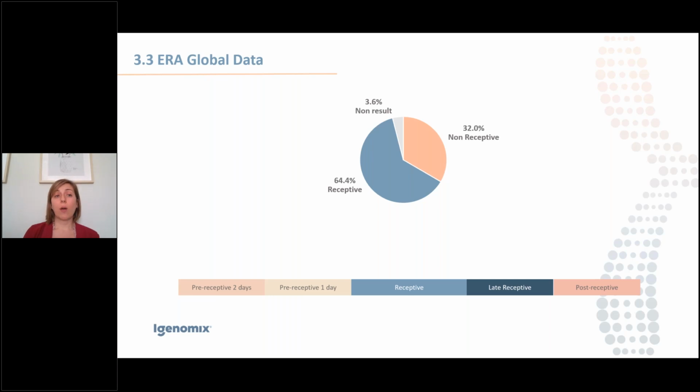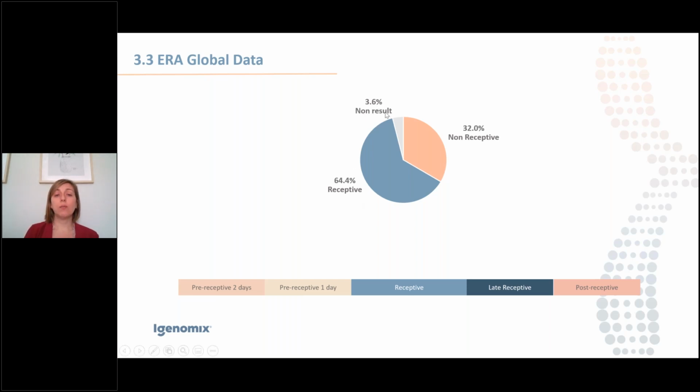Finally, for this section, I want to show you some global data from 2010 when we started to use ERA at clinical level. As you can see here, if we classify the different results in 3 main categories, we will have receptive, including late receptive results and optimal receptive result, non-receptive, including pre-receptive, post-receptive, and proliferative, and non-result category. That means that this is all the cases in which there is not enough RNA to analyze, or maybe the RNA obtained is of bad quality, or maybe we have a non-informative profile. This will be in this category.